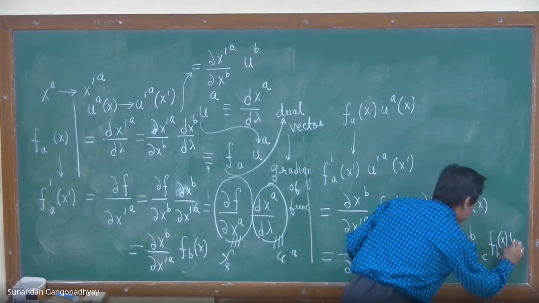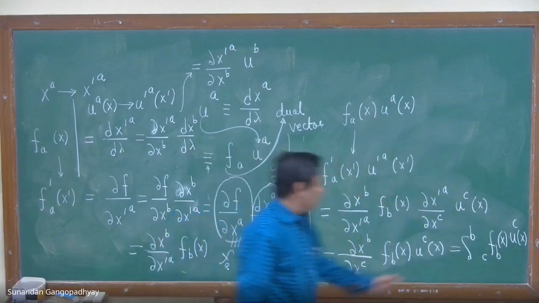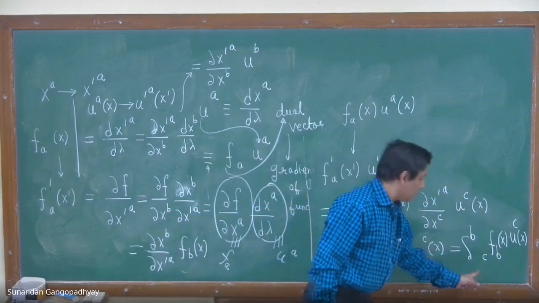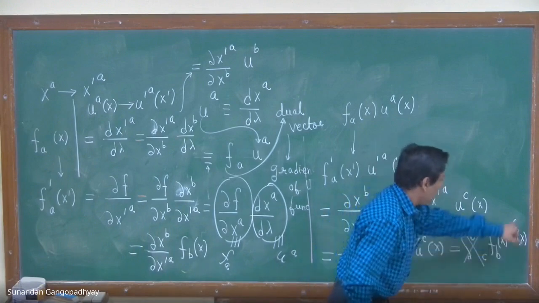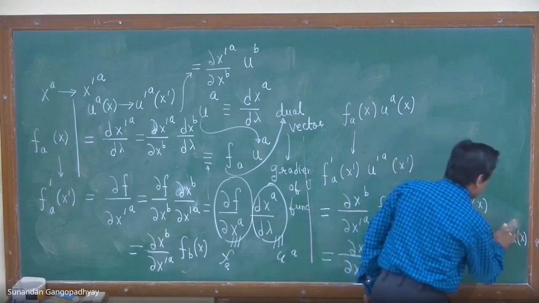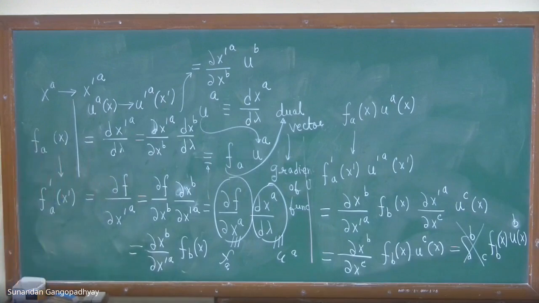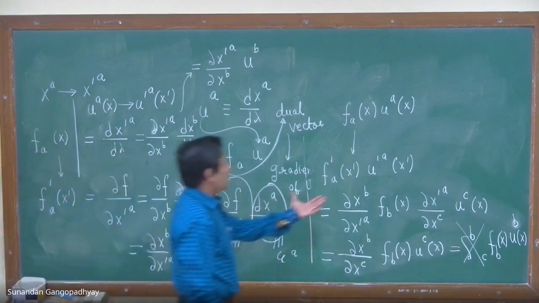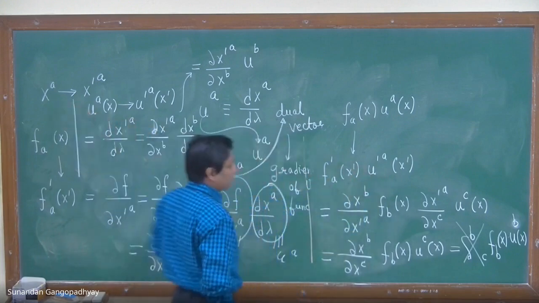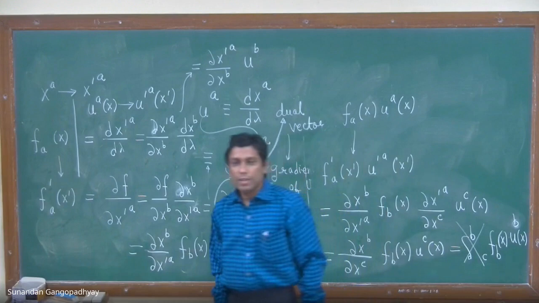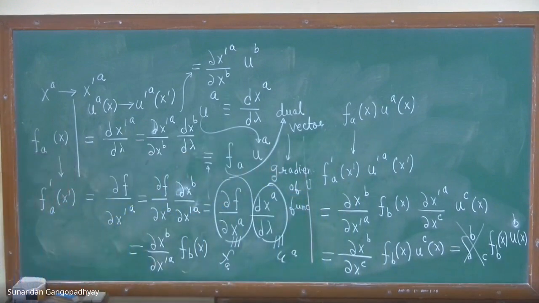Now, this is a Kronecker delta, right? Delta b c. So you can get rid of this Kronecker delta, and this c gets replaced by b. So you can see that this object transforms under this coordinate transformation like a scalar. It does not transform at all. So this is the transformation property of a scalar.